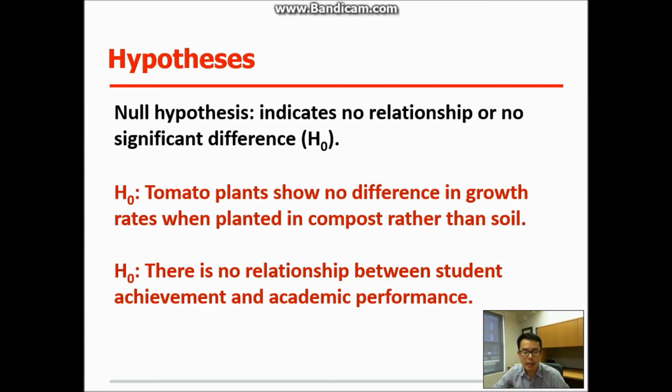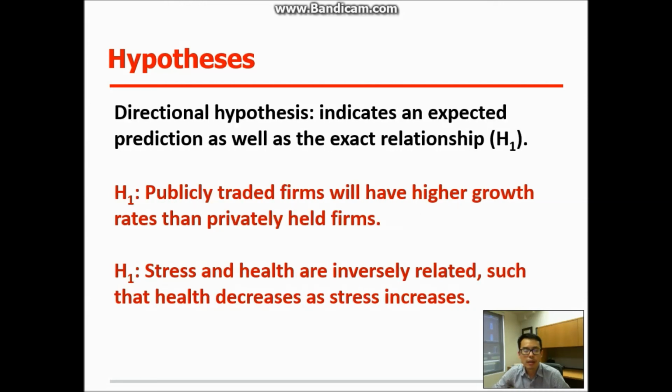And also another example here, there is no relationship between student achievement and academic performance, and you expect that there are no relationships between the 2. We consider it a null hypothesis. The second hypothesis is called directional hypothesis. It indicates an expected prediction as well as the exact relationship, whether this relationship is positive or negative.